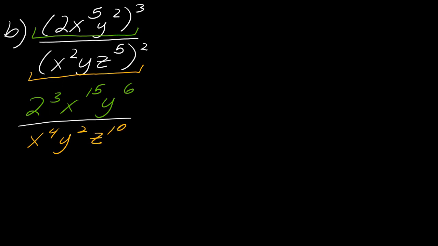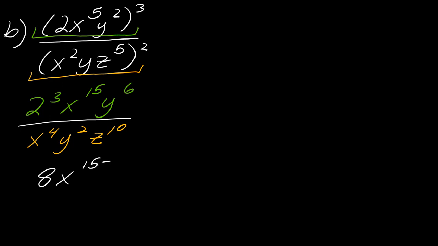Okay, so now from here, what we've got to do is we've just got to line up really where we have the same base. So the x's I can reduce and the y's I can reduce. I don't have another z. Okay, so now this will be 2 to the 3rd. 2 times 2 times 2 is 8.